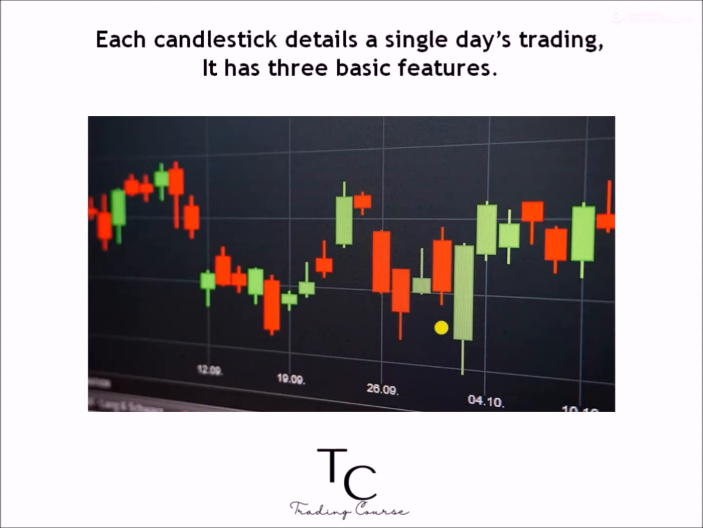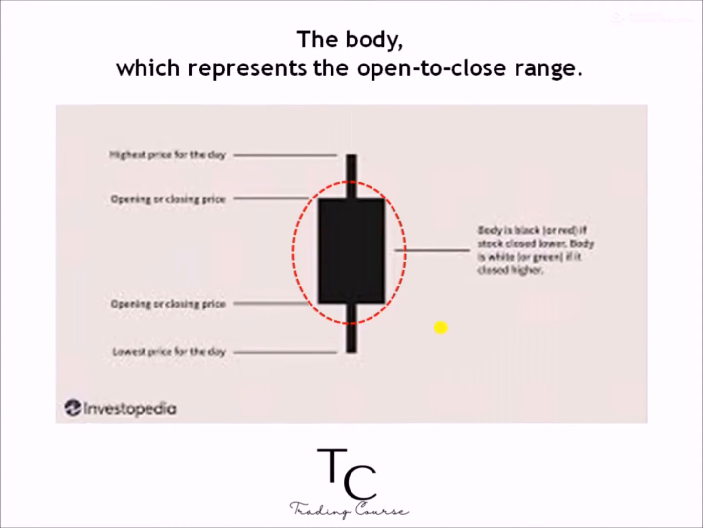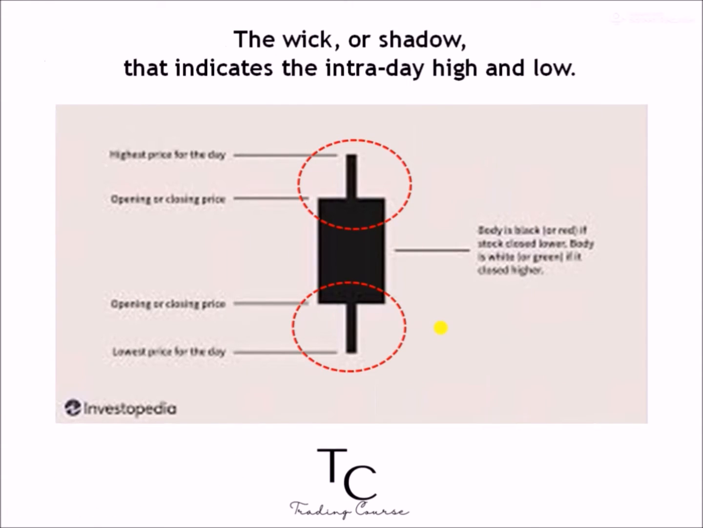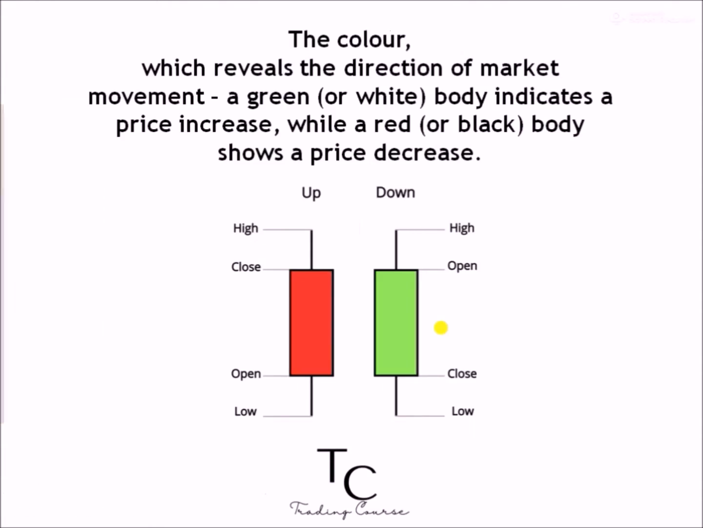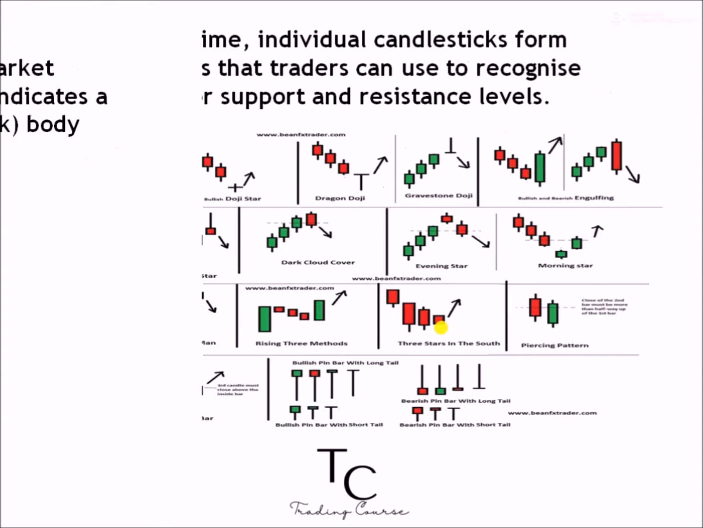It has three basic features: the body, which represents the open to closed range; the wick, or shadow, that indicates the intraday high and low; and the color, which reveals the direction of market movement. A green or white body indicates a price increase, while a red or black body shows a price decrease.